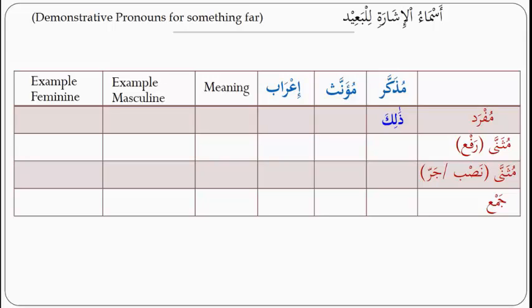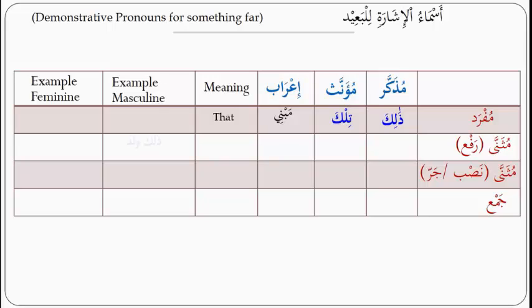For the ismul isharat lil ba'id, for the mufrad muzakkar, dhalika, and the mufrad muannas is tilka. The i'rab is both of them are mabni. That means the last letter on them doesn't change. The vowel sign on the last letter doesn't change. Regardless of what happens, the vowel sign remains there. Dhalika and tilka are always going to carry a fatha regardless of what position in the sentence they are in. The meaning of this is that, and is implied.